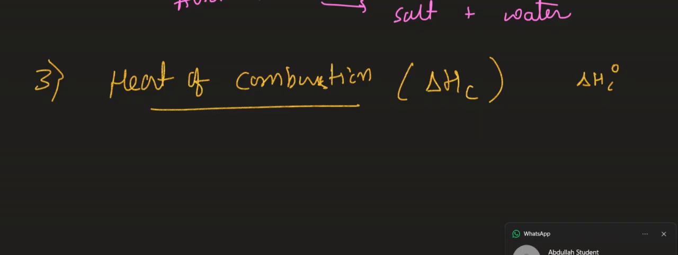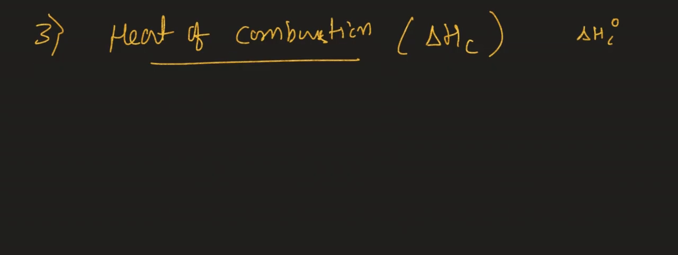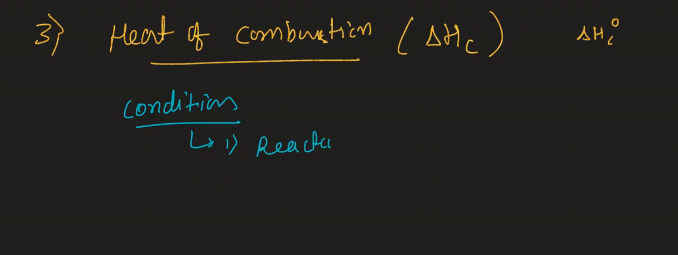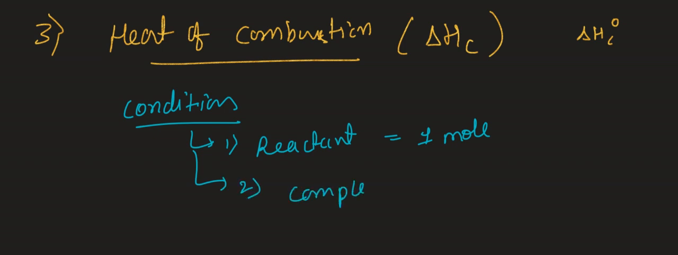Let us try to understand here the change in 1 mole. How to identify whether the question is eligible or not, whether the chemical reaction is eligible or not. Let us understand what the conditions are. What is the first condition here? Reactant must be 1 mole. Next, the second condition is what? There should be a complete combustion.